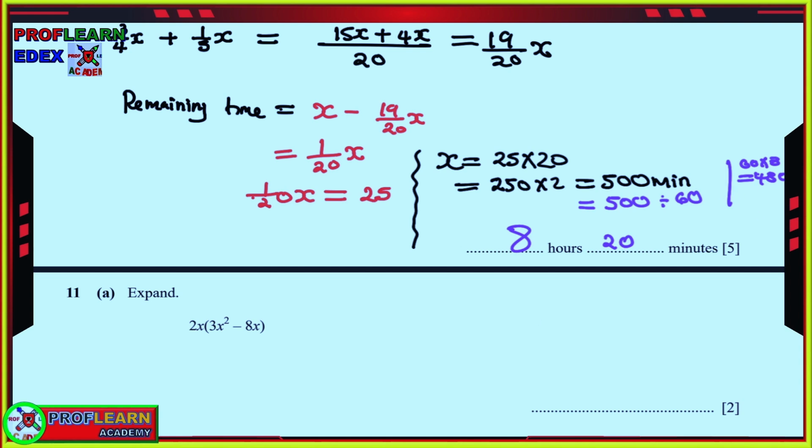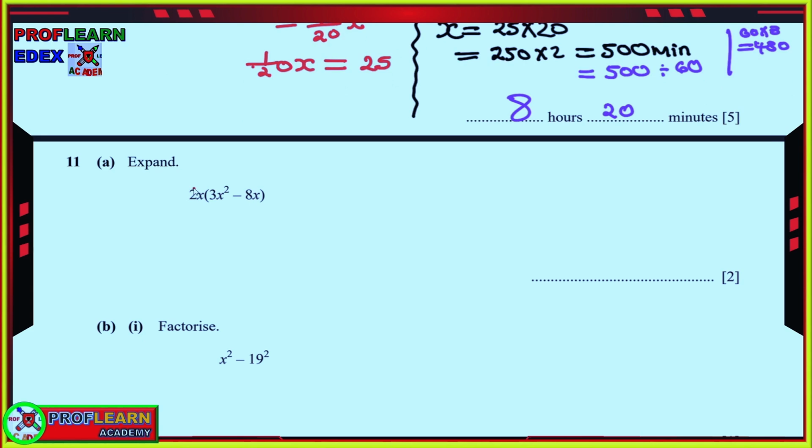so you need to be in a position to do such questions. Number 11, we're supposed to expand. So you may be expected to do a question to expand brackets. Maybe a bit more complex than this one. You may be expected to factorize, and also you need to remember the concept of a difference of two squares. So expanding this, we need to multiply the number outside by all the terms that are inside the bracket. 2x times 3x squared, that's going to be 6x cubed, and 2x times negative 8x is going to be negative 16x squared, and that becomes our final answer in this case.